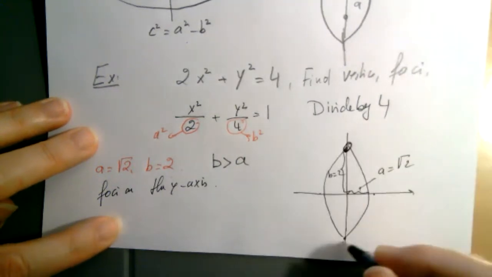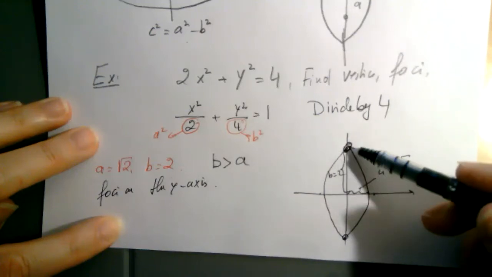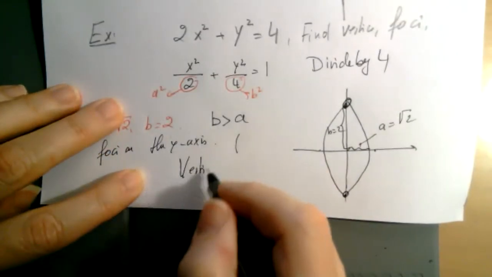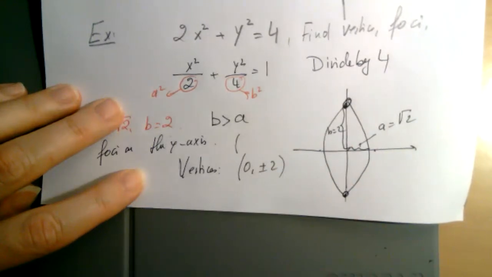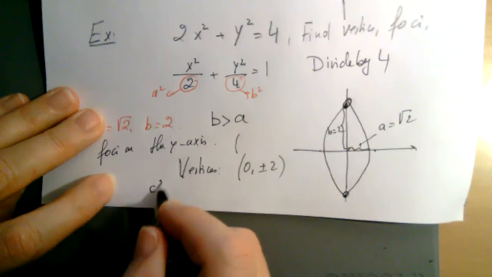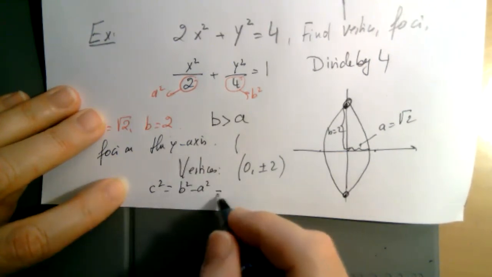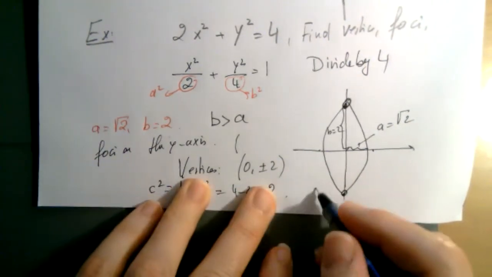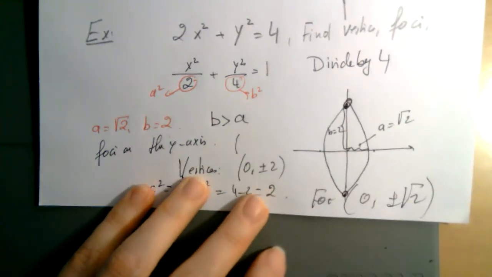Now find the vertices. The vertices are the points which lie where the foci are. So the vertices in this case are (0, plus or minus 2). For the foci, we just have to use the formula. C squared is the largest value minus the smallest, which in my scenario is 4 minus 2, which is 2. So my foci would be (0, plus or minus the square root of 2).